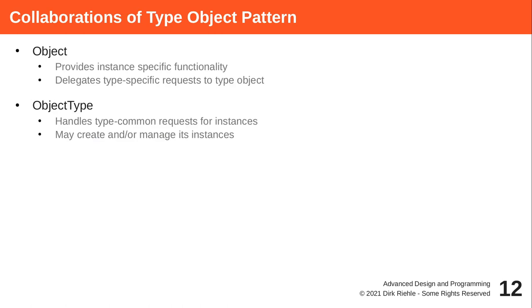So the object class has the instance-specific functionality, and whatever is type-relevant, like type checking or validity checking or validation, is delegated to the type object. And the type object class is called object type here, and that's where all the type-specific, but not instance-specific, information is. This includes all the relevant typing information. So is a particular object a valid instance of this type, or create a new instance of this type that conforms to its rules, and so forth.